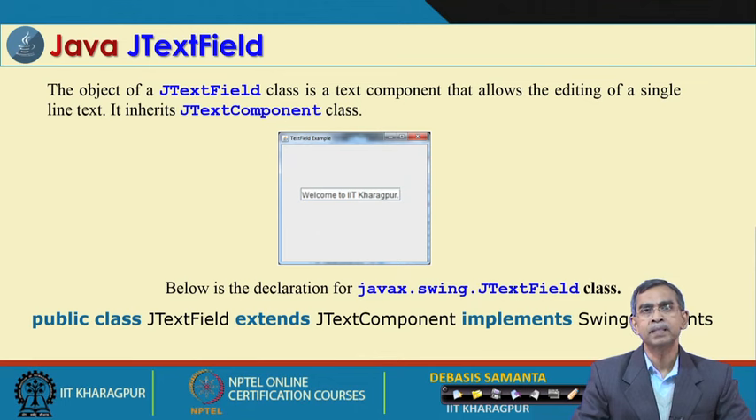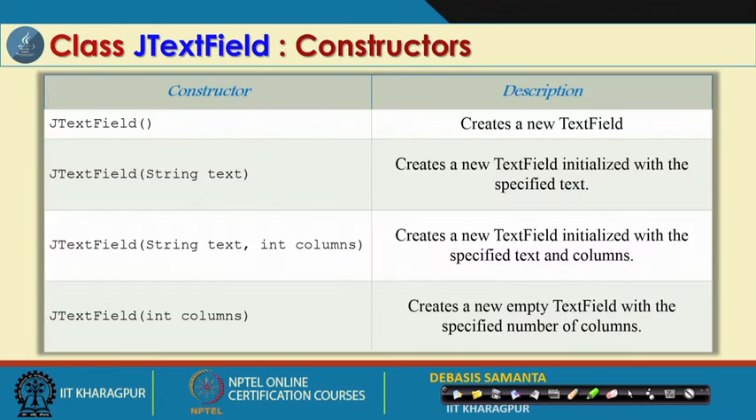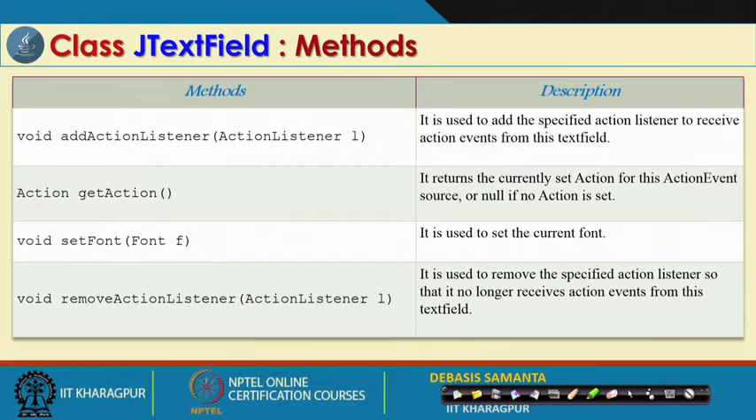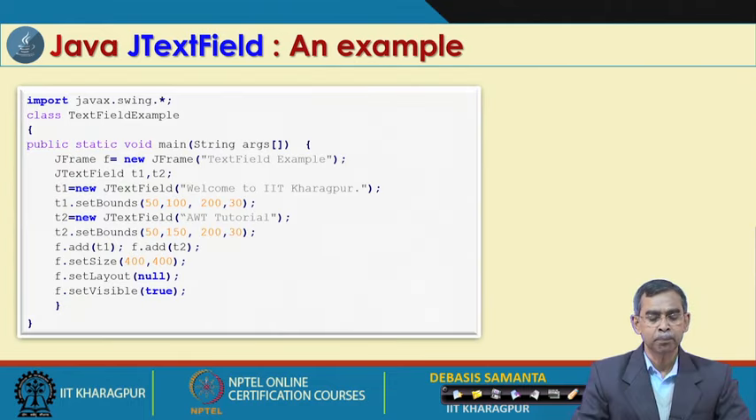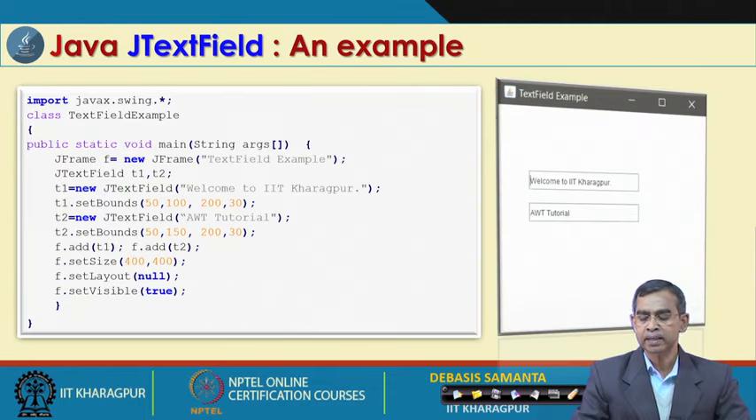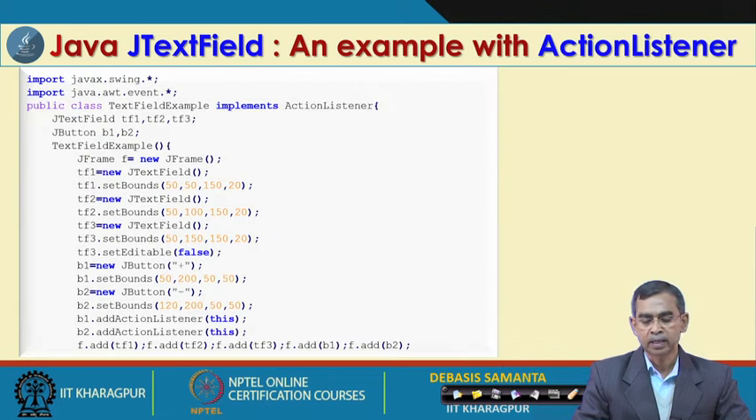JTextField is much similar to the AWT TextField. It is there, and this is an example of the text field area. It has four constructors and then four methods. And here is an example, as you see, very similar to the same example in AWT. This program includes two text fields with default text, Welcome to IIT Kharagpur and AWT Tutorial.